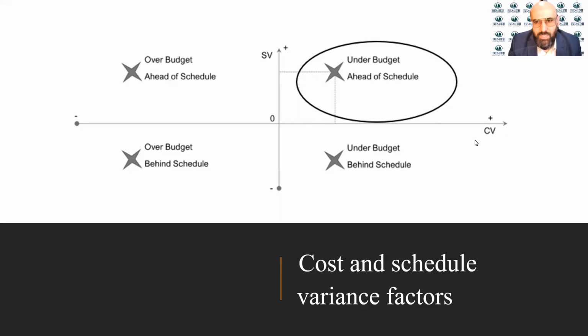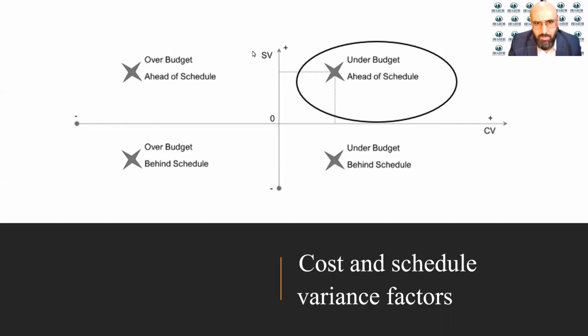Now, if you have the CV to be positive, but however, the SV is negative, that means you are under budget and behind schedule, under budget and behind schedule. Now let's take a look into this side, over budget, whereas the SV is positive, however, the CV is negative. That means over budget and ahead of the schedule.